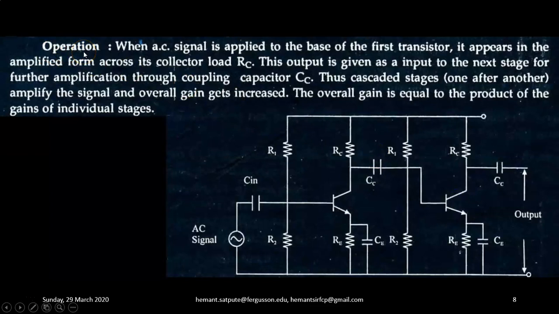Now operation. Let's see the operation of this two-stage RC coupled amplifier. When an AC signal is applied to the base of the first transistor, it appears in amplified form across its collector load RC. This output is given as input to the next stage for further amplification through the coupling capacitor Cc. Thus, cascaded stages, one after another, amplify the signal and the overall gain increases. The overall gain is equal to the product of the gains of the individual stages.